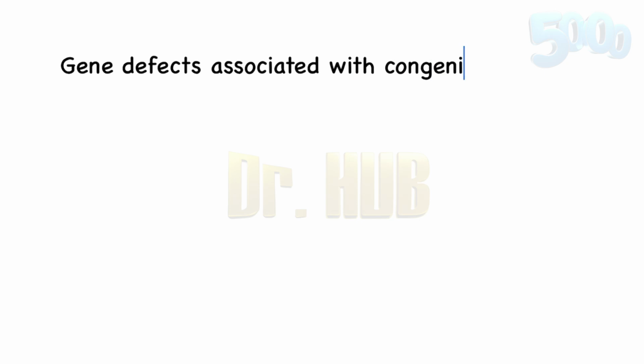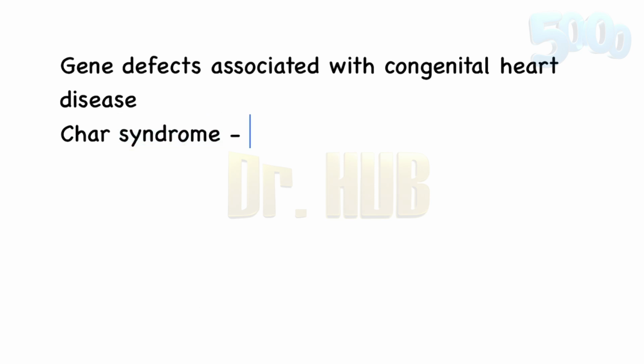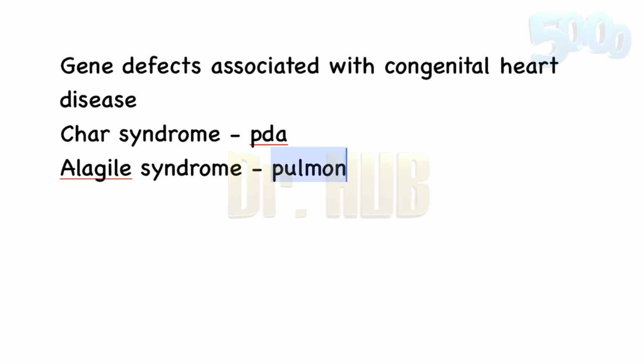Now we're looking at the gene defects which are associated with congenital heart diseases. First is the CHARGE syndrome. The CHARGE syndrome is the cardiac defect or the PDA, that is the patent ductus arteriosus. Then is the Alagille syndrome. Alagille syndrome is nothing but the pulmonary artery stenosis, and this also involves the tetralogy of Fallot.